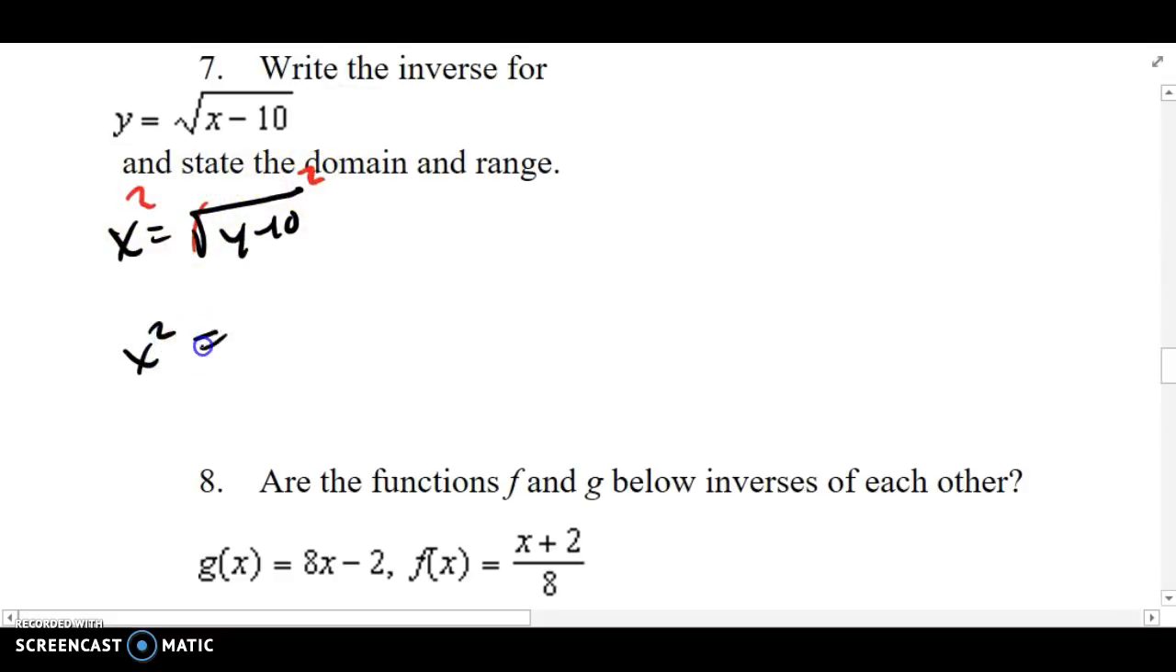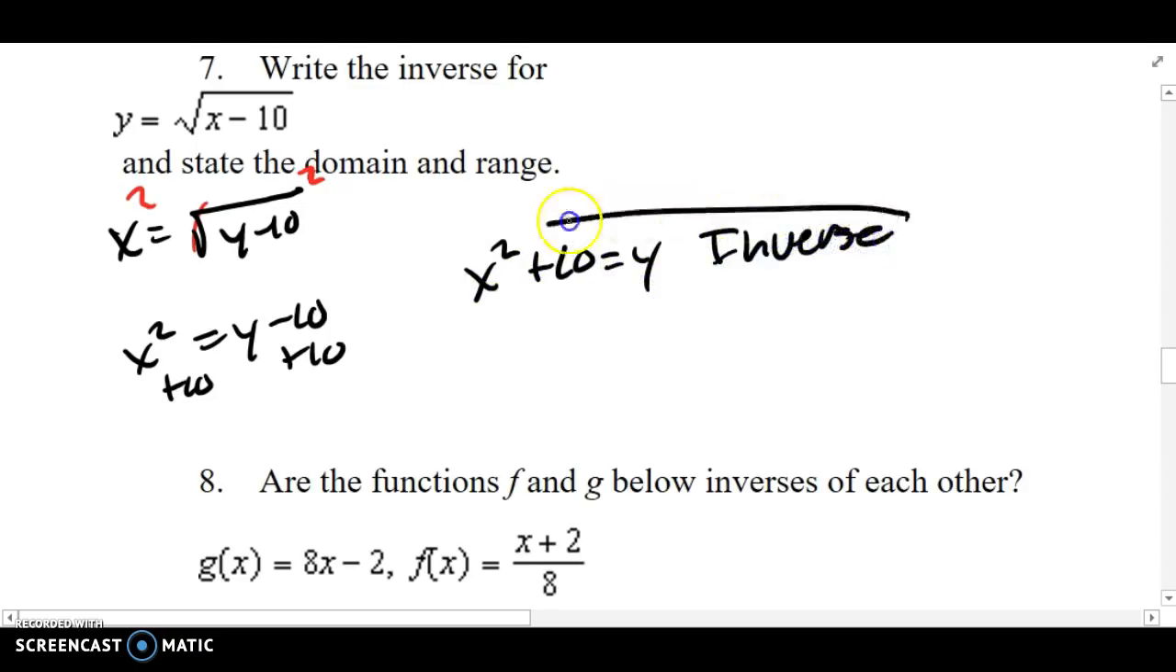So we get x squared is equal to y minus 10. And then we need to add 10 over to get our inverse. So our inverse is x squared plus 10 equals y. This is the inverse right here. And this is where we started.